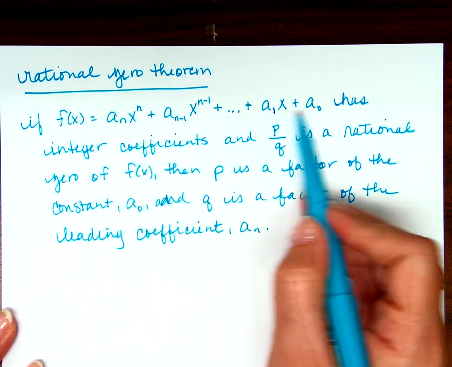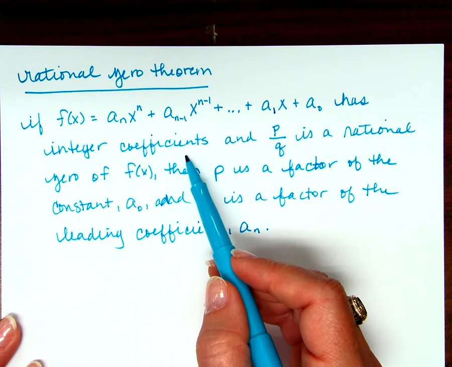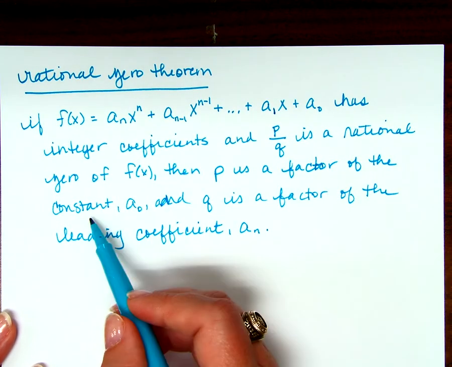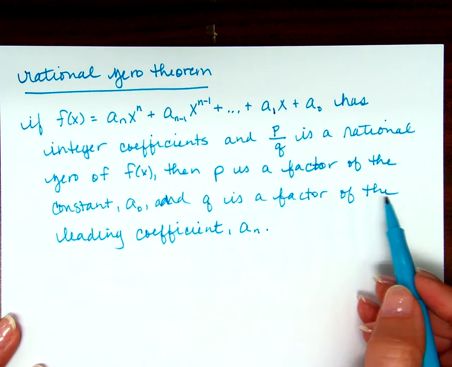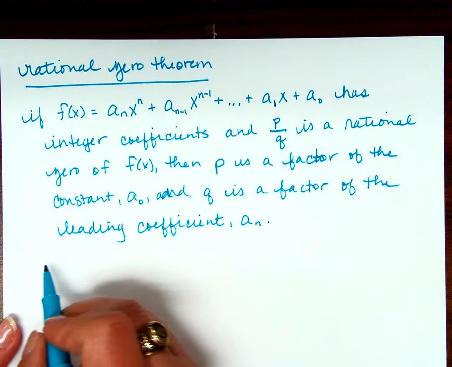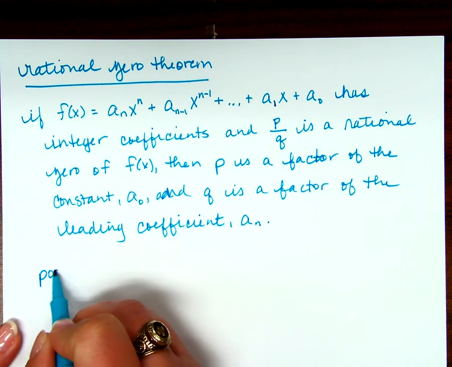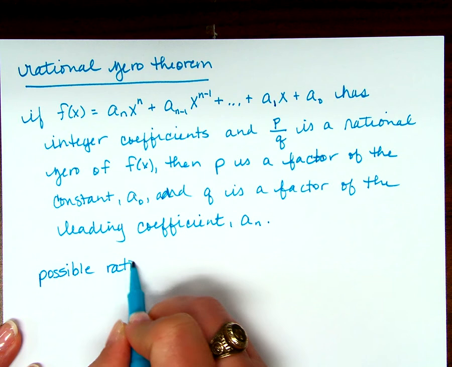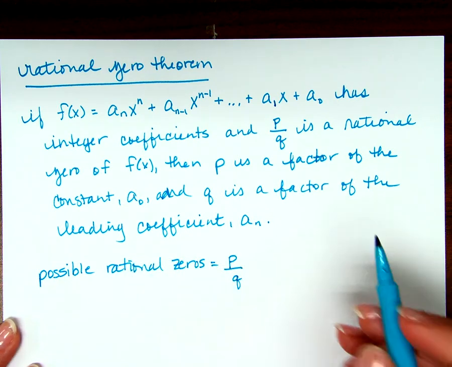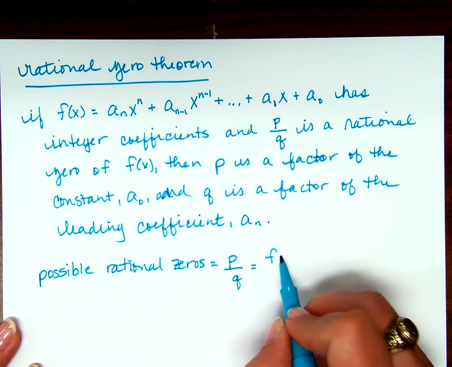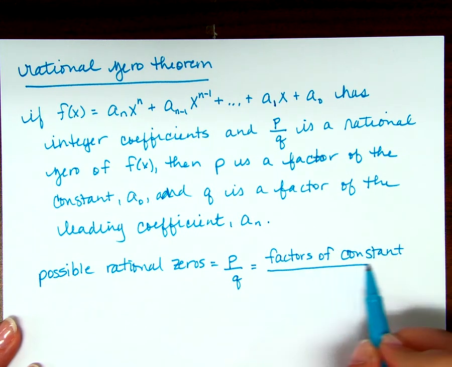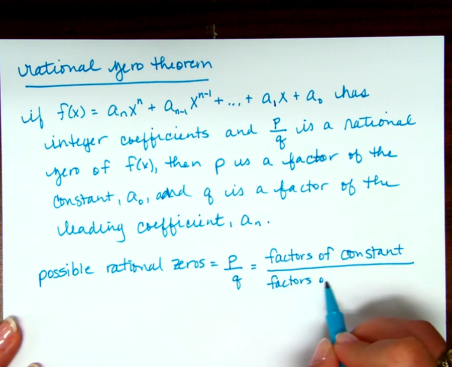So if this is our polynomial right here, if it has integer coefficients, and p over q is a rational zero of f of x, then p is going to be a factor of the constant, which is the last term, and q is a factor of the leading coefficient, which is right here, right? Okay? So what we talked about was finding all the possible rational zeros, and we call that p over q. But that really is the factors of the constant divided by the factors of the leading coefficient.